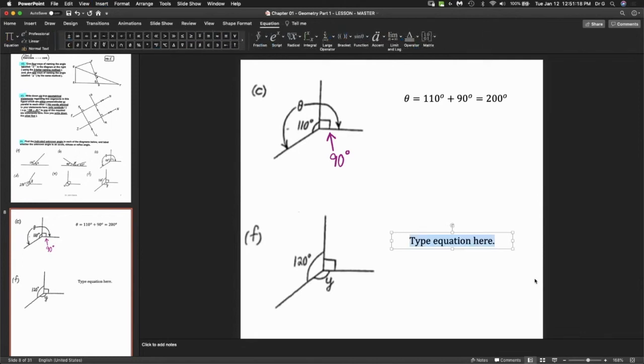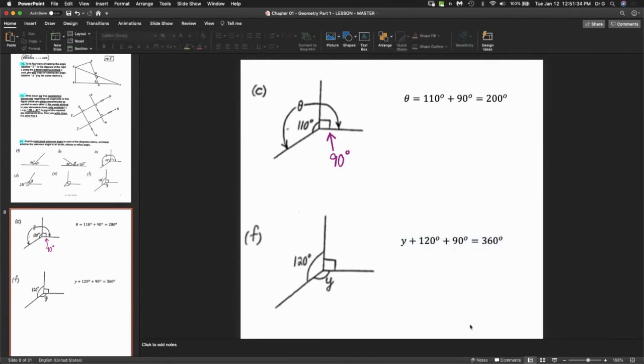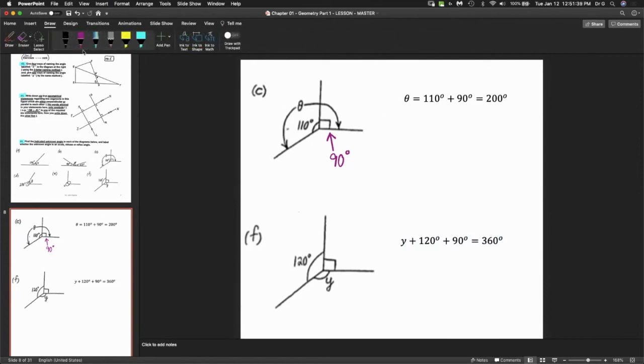So I'm going to do this one a little bit differently. I'm going to write this one as an equation, which is similar to what Amir's doing. So I'm going to say here that y plus 120 plus 90 equals 360. What I'm doing here is, the previous one I just did a calculation, adding some stuff together. Here I want to make a formula or an equation and solve it.